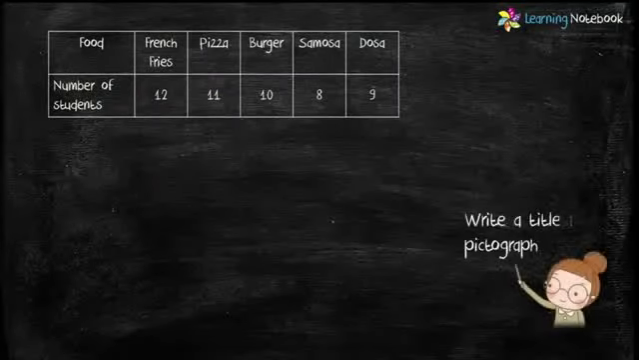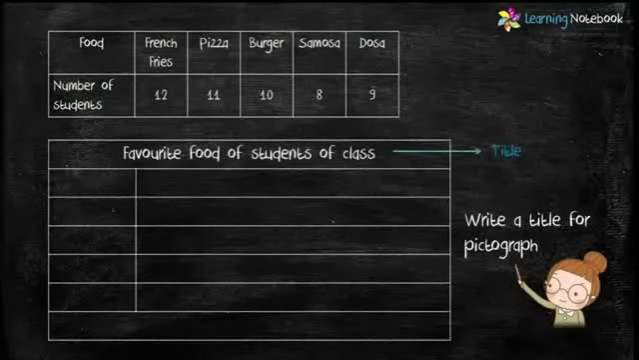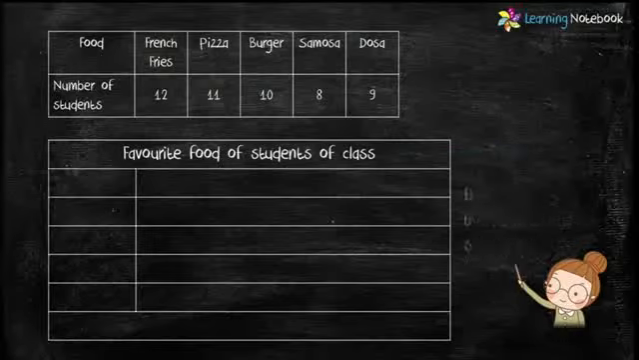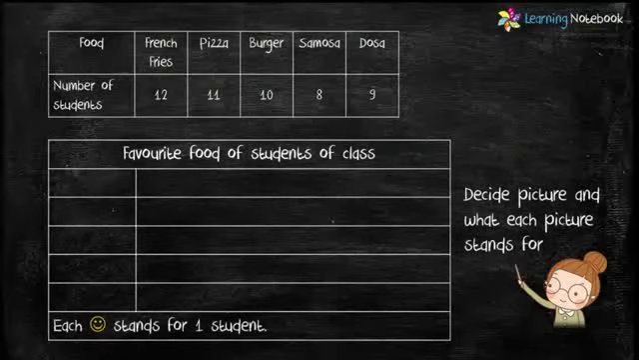Students, first step is write a title for pictograph. So let's write the title, which is favorite food of students of class. Now, next step is decide a picture and what each picture stands for. Let's take a smiley as a picture and each picture of smiley stands for one student.